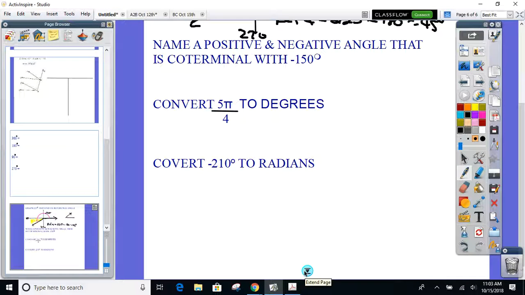Name a positive angle that's coterminal. One positive, one negative angle that's coterminal of negative 150. So if I have negative 150, name another angle that looks just like negative 150. That's what I'm asking for. I need one positive and one negative one.